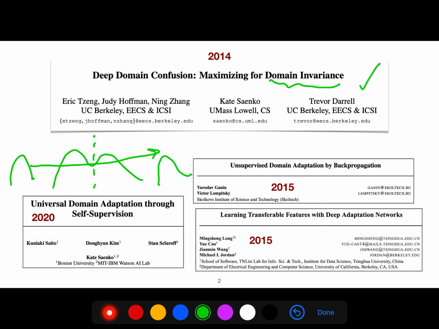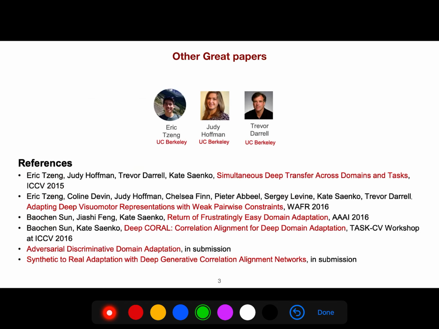So let's focus on this paper in 2014. Oh, by the way, we have unsupervised domain adaptation, supervised domain adaptation, semi-supervised domain adaptation, universal domain adaptation, source-free domain adaptation. And domain generalization assumes that we have multiple domains, so it also has a different concern. But I should say that the biggest problem in domain adaptation is unsupervised domain adaptation, not supervised or semi-supervised.